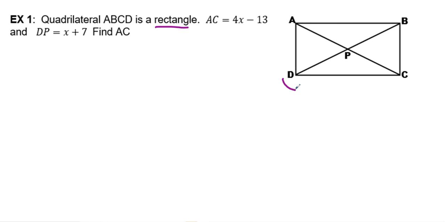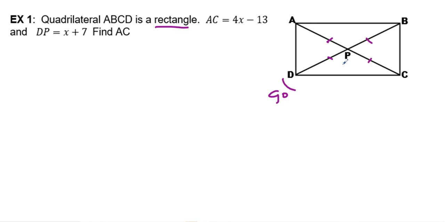Well, I do know ahead of time that these are all 90 degrees. My diagonals are going to bisect each other. They're also congruent. And another cool property is that these segments, DP, AP, BP, CP, are all congruent. It forms four isosceles triangles. These two are going to be congruent. These two are going to be congruent. We can prove that through side-angle-side, side-side-side, whatever we need.